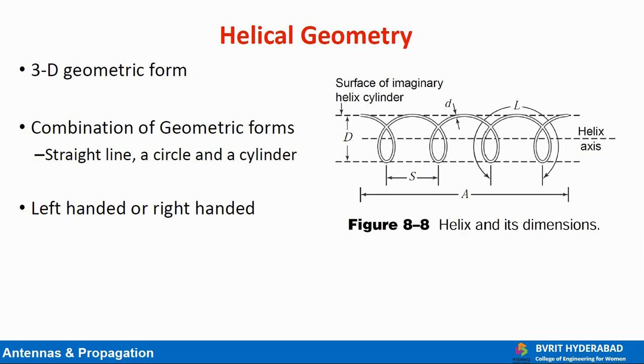The helix is a basic 3-dimensional geometric form. A helical wire on a uniform cylinder becomes a straight wire when unwound by rolling the cylinder on a flat surface. Viewed end-on, a helix projects as a circle. Thus, a helix combines the geometric forms of a straight line, a circle, and a cylinder. In addition, a helix has handedness. It can be either left-handed or right-handed.